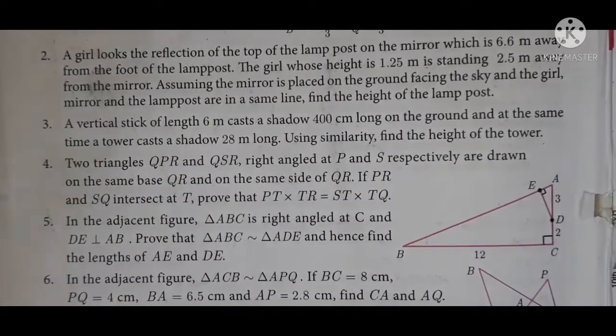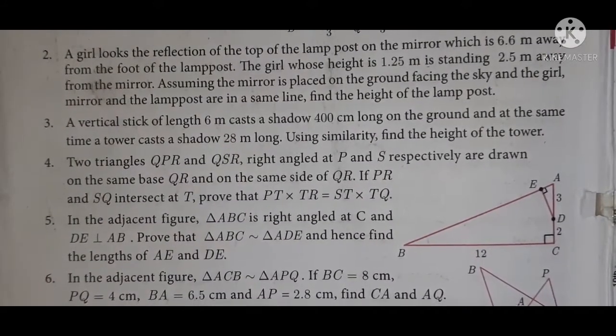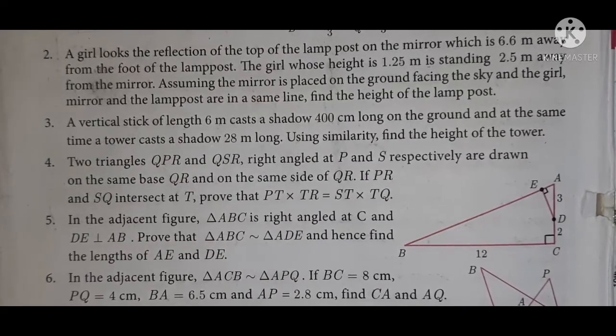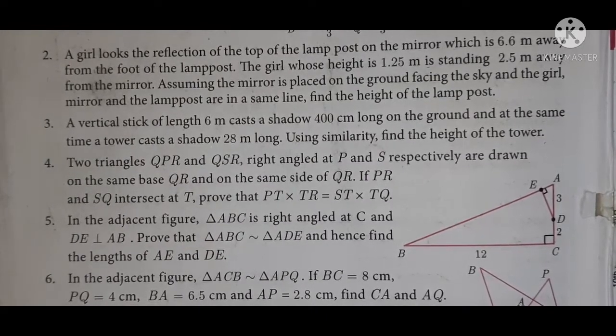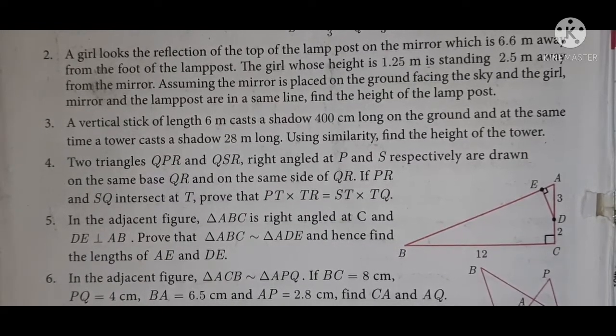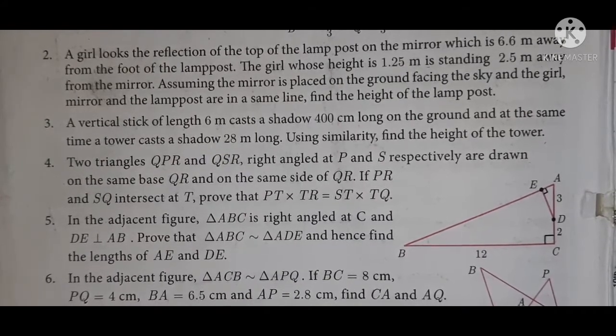Fourth sum. Two triangles QPR and QSR, right angled at P and S respectively, are drawn on the same base QR and on the same side of QR. If PR and SQ intersect at T, prove that PT into TR is equal to ST into TQ.